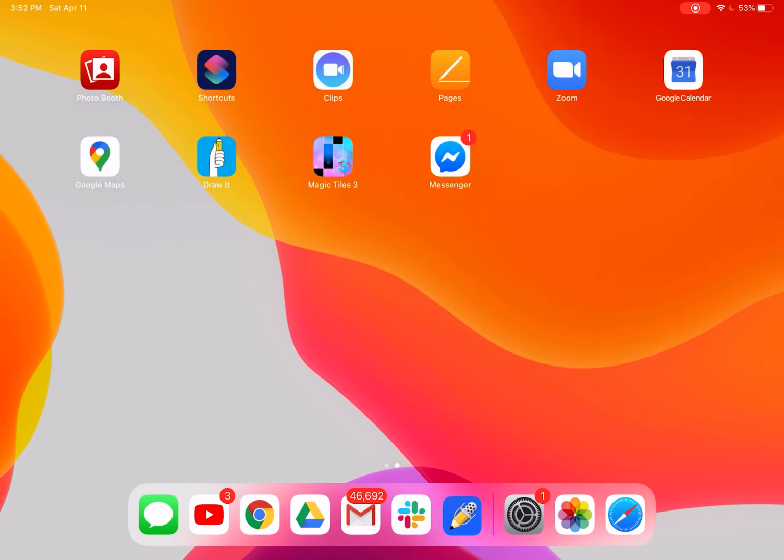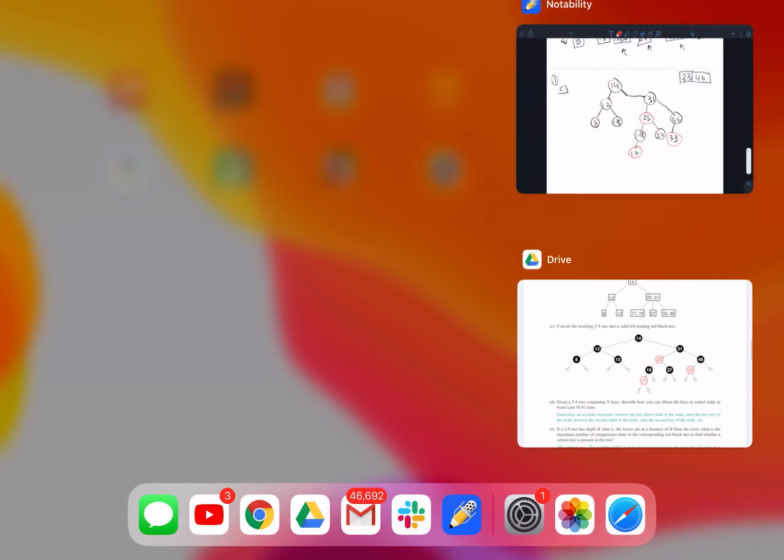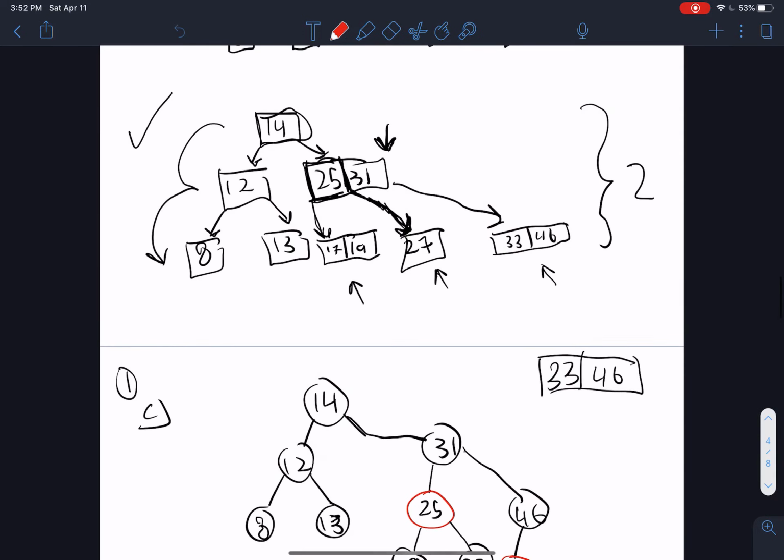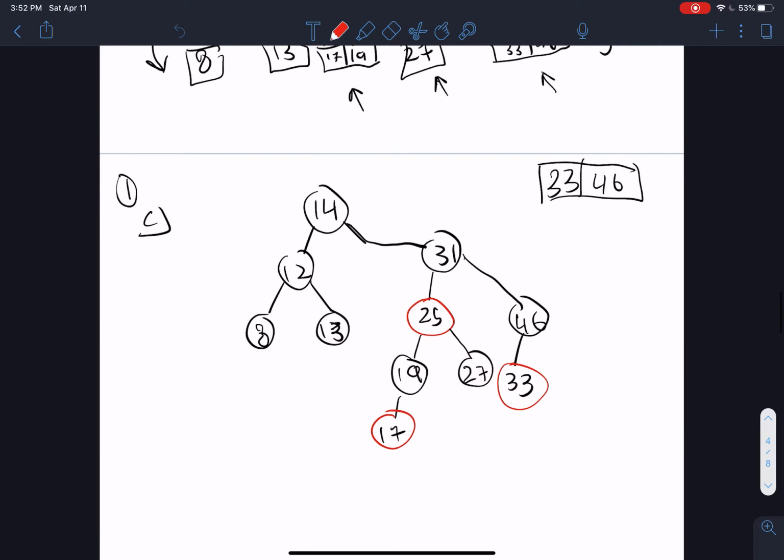And actually, maybe if I do that. Okay, cool, that worked. So yeah, your red black tree is going to look like that.